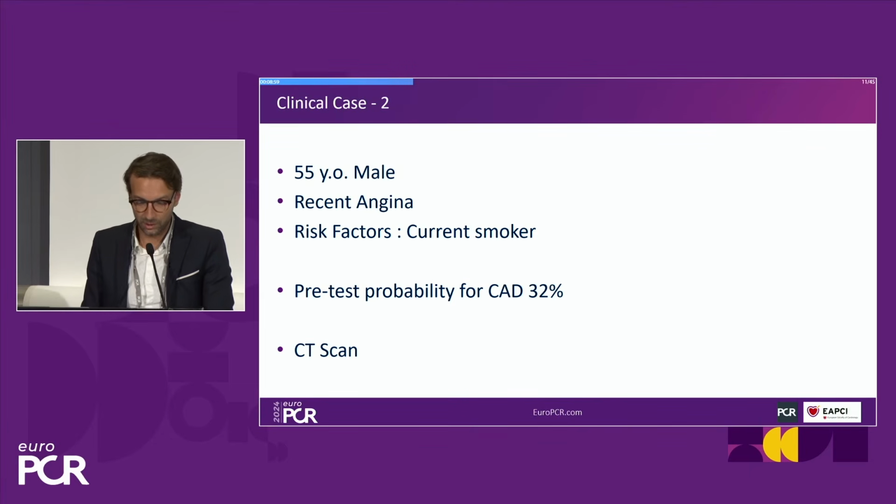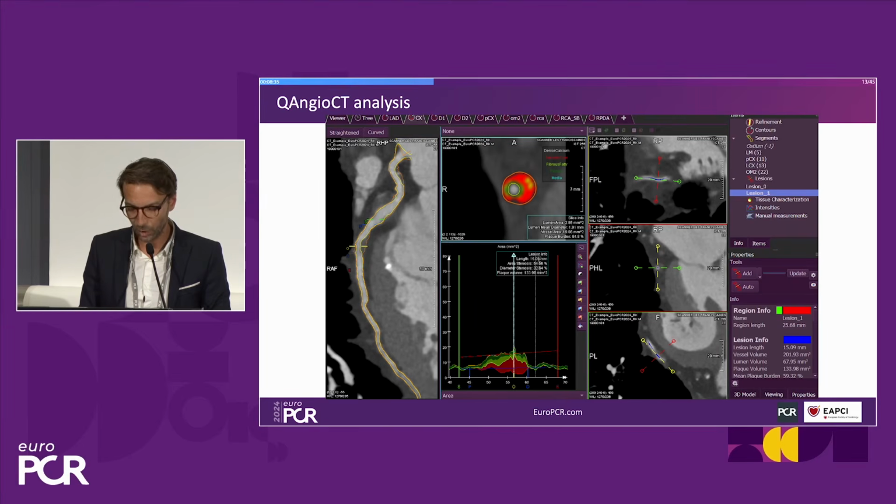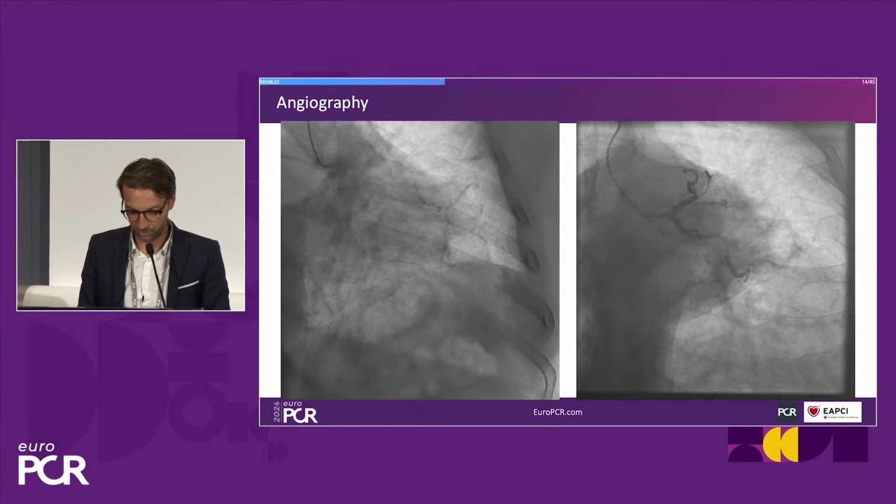Now, a second clinical case, a 55-year-old male with recent angina, a current smoker. He also had a CT scan that we analyzed with the MEDIS application Q-angio-CT analysis, and that showed this time a lesion on the left circumflex with hypodensity and eccentric remodeling. When we analyzed the lesion deeper, we also saw a massive necrotic core with predominant fibrofatty tissue. So again, a vulnerable lesion.